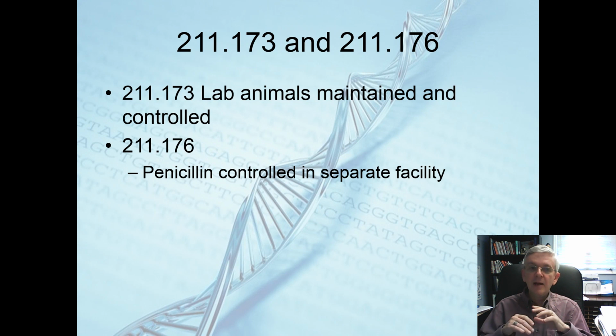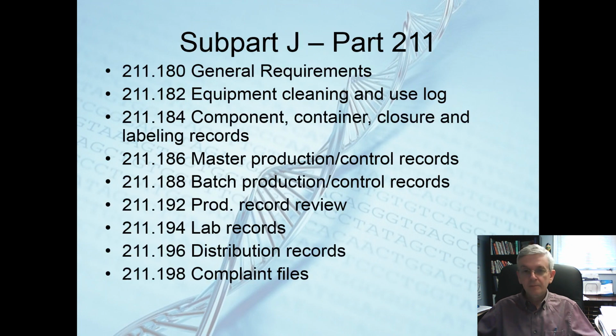173 covers lab animals. If you use lab animals in your lab, they have to be maintained and controlled. And 176 says if you have penicillin, it has to be controlled in a separate facility. You can't bring penicillin in and test it in a lab in which the facility doesn't make penicillin or cephalosporins. And you don't want that. Just make sure you keep all the penicillin related products completely separated.